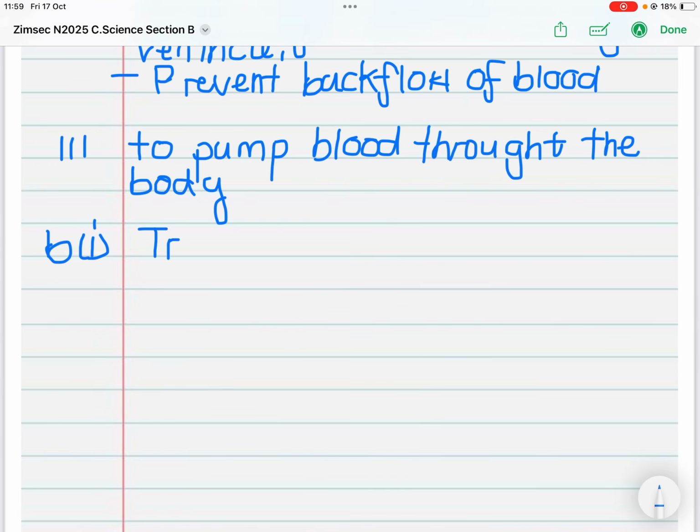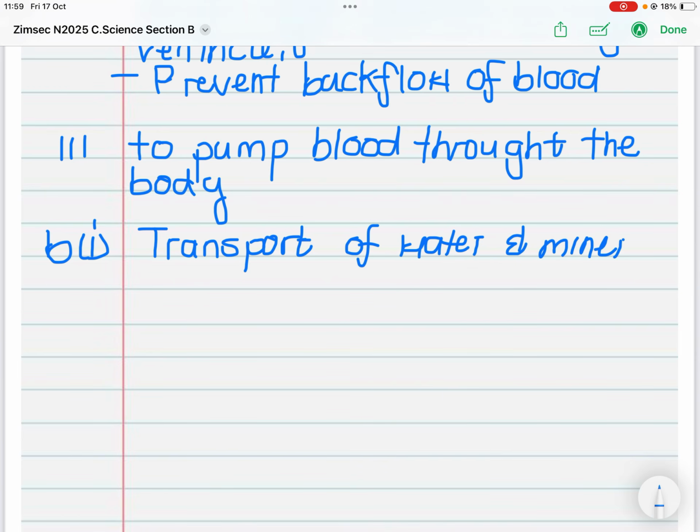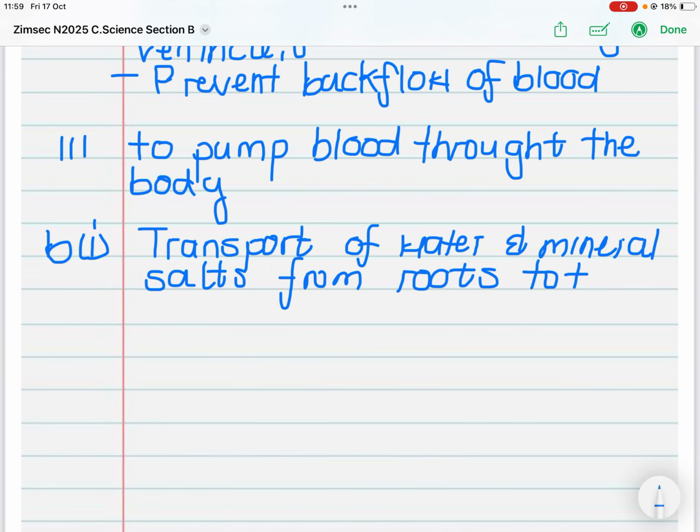On B part 1, we are required to give the function of xylem vessels. It is transport of water and mineral salts from the roots to the leaves.